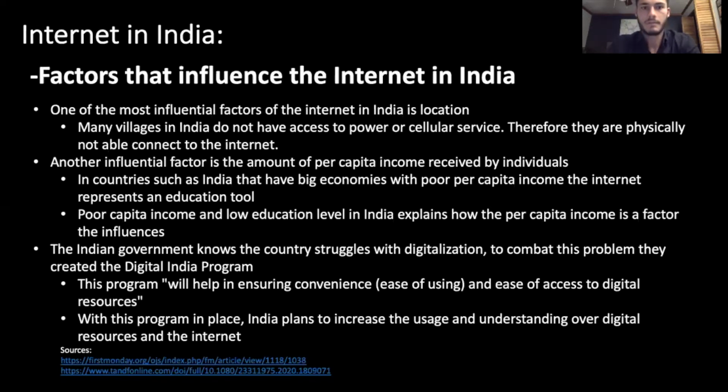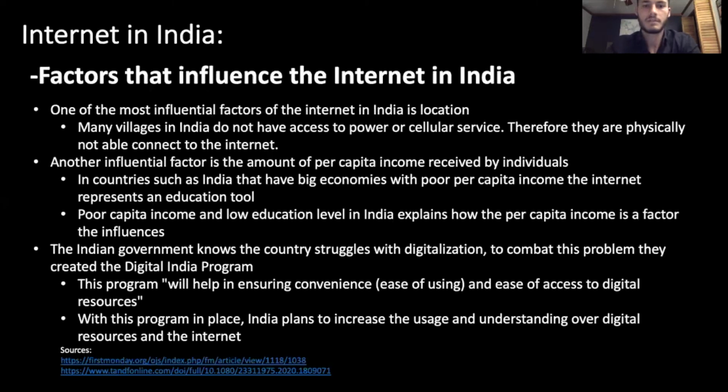Another influential factor is the amount of per capita income received by individuals. In countries such as India that have big economies with poor per capita income, the internet represents an education tool. And with a low education level and a low per capita income, this explains why India doesn't have that big of a percentage of internet users.